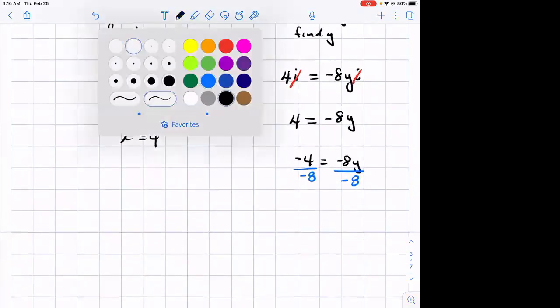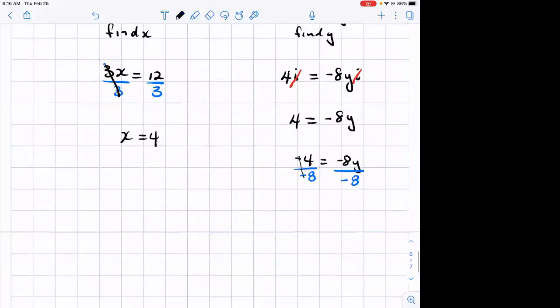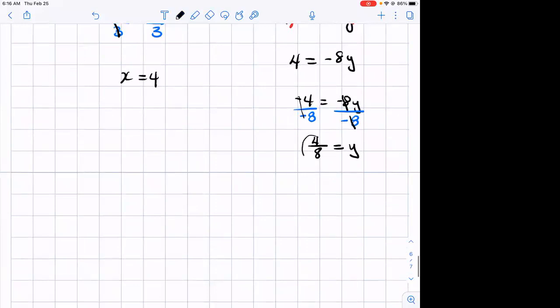And if we do this, the negatives will cancel, leaving you with 4 over 8. Negative 8 divided by negative 8 becomes positive 1, and we write the y. And this here can be simplified as 1/2.